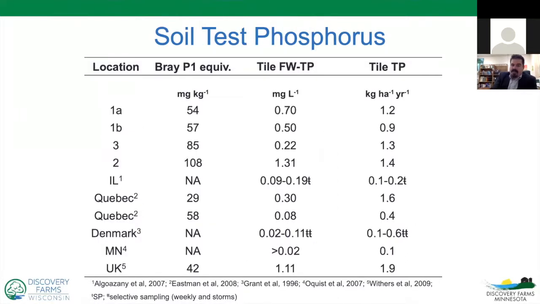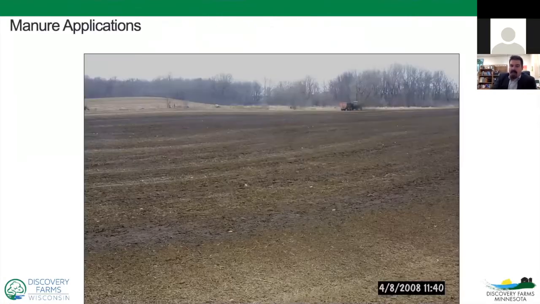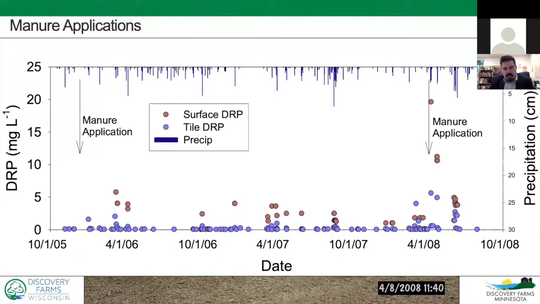And then this is just to show that our really high concentrations and losses are somewhat unique in the literature. And I think a lot of the really high concentrations and losses are connected to our use of tile, both manure and the fact that we have high soil test levels. And so for manure applications, it's not always manure application, which is interesting. And so we have this scenario here.